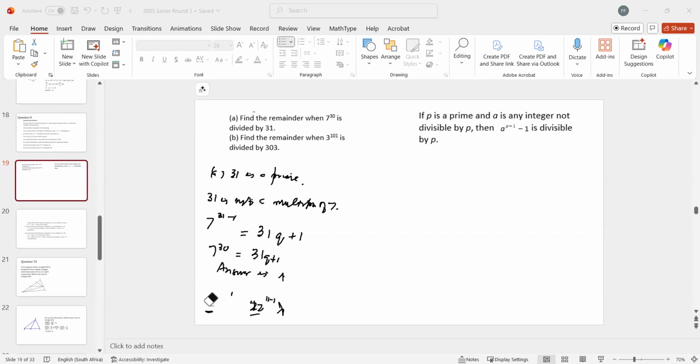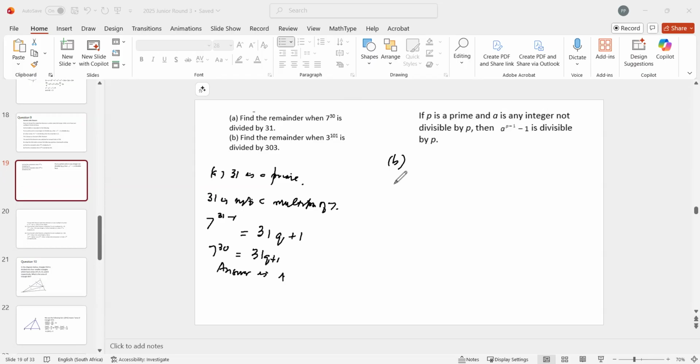The second part, it says here, so there it is. If P is a prime and A is any integer not divisible by P, so A must not be a multiple of P, then A to the power of P minus 1 is divisible by P. I put it as A to the power of P minus 1. When you divide it by P, the remainder is 1, which is the same kind of thing. So when you subtract 1 from this, it becomes a multiple of P.